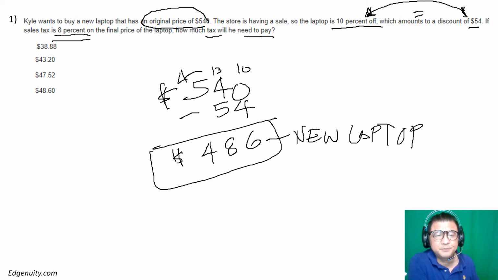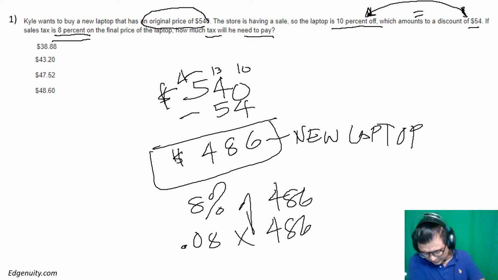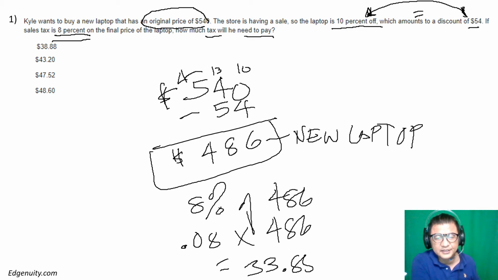You have to pay 8% tax. 8% of 486. So 0.08 times 486, you will get $33.88. So this is the correct answer.